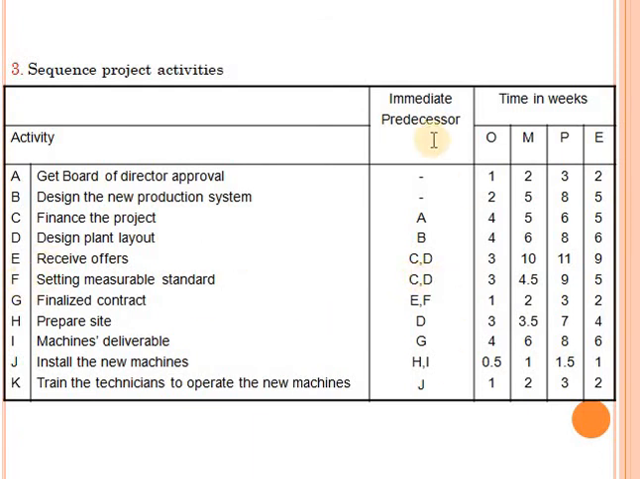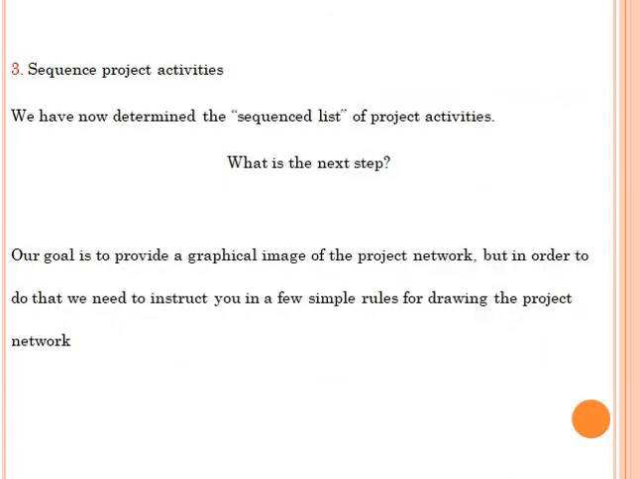So you see here in this column, I can tell the relationship between activities, the sequence of the activities. I must finish A, I must finish B, and in order to begin with E, I must finish C and D. Okay, so this is the sequence of the activities. Now I know the sequence of all the activities. Now, what's the next step? We have to provide a graphical image of the project network.